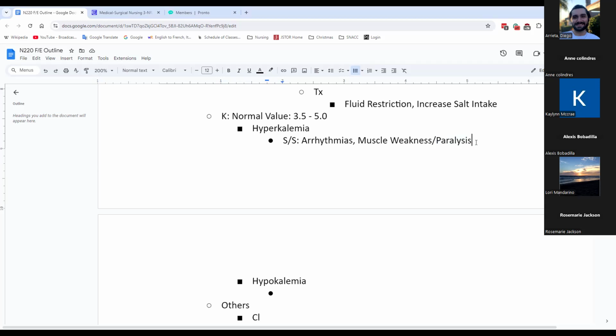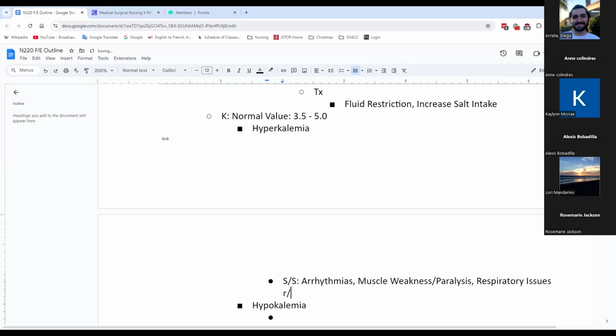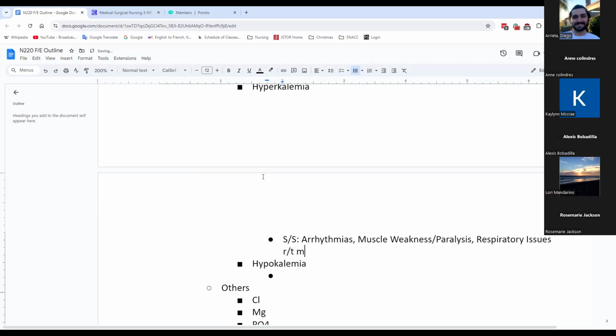It kind of goes along with that muscle weakness. What's a muscle? Think about your ABCs. What's a muscle that you think would be heavily impacted by muscle weakness that could be really bad on your ABCs? Yes, so you're going to have respiratory issues related to muscle weakness, aka your diaphragm.